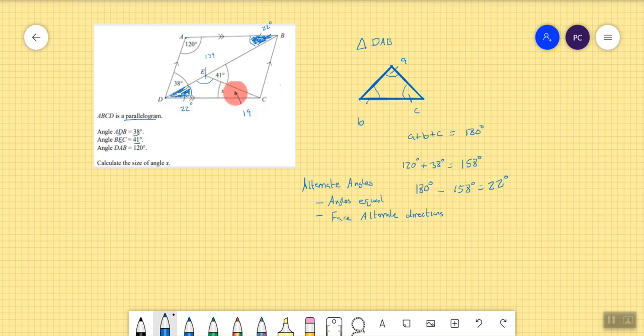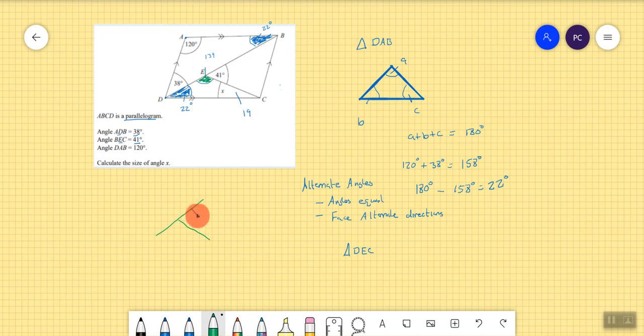Now we're getting closer to solving x. We can see that we have another triangle here, the triangle DEC. What we can do is work out this angle up here, because we have a straight line with this angle going through it like so.